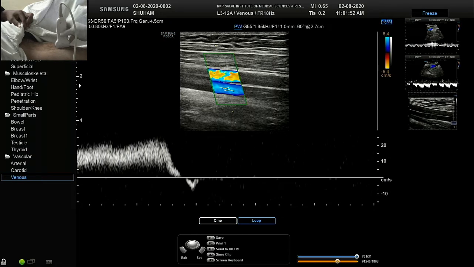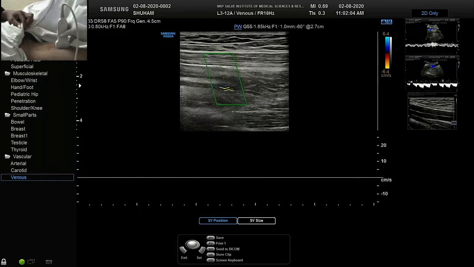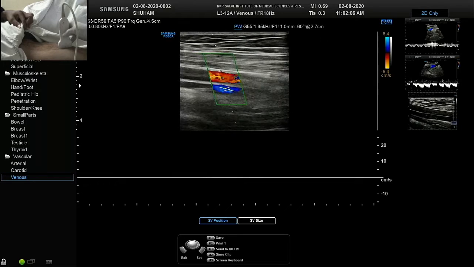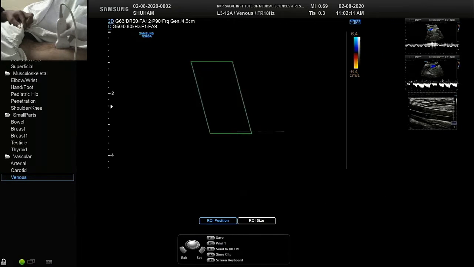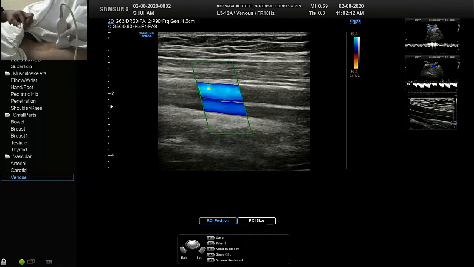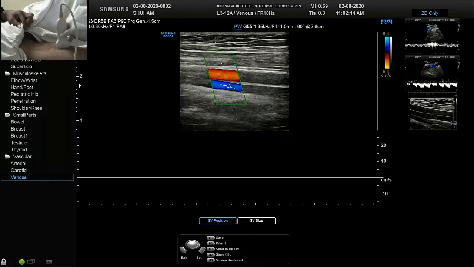So that is the normal response to Valsalva. There is a cessation of flow. That means from this point towards the heart, the system is almost patent. Second point is, secondly, what you can do, augmentation test.